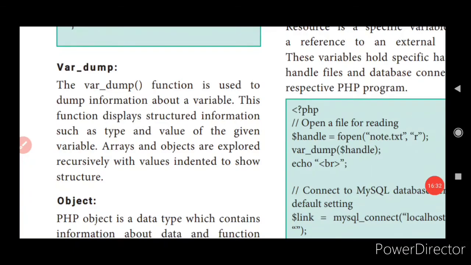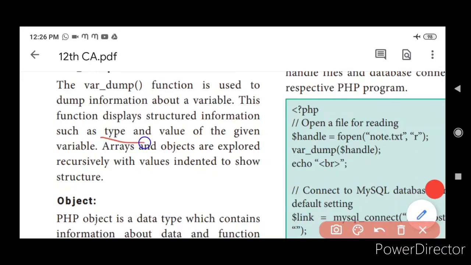Again, var_dump is used for what? It is used for dumping information about a variable. It just displays structured information such as the type and the value of the given variable. Yes, arrays and objects are explored recursively with values indented to show structure.